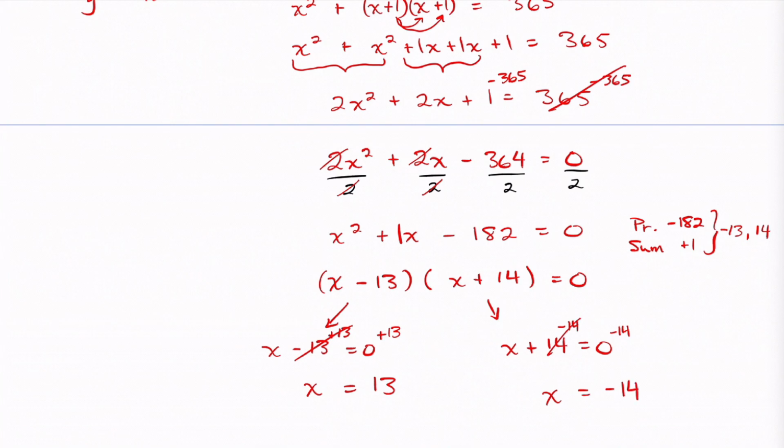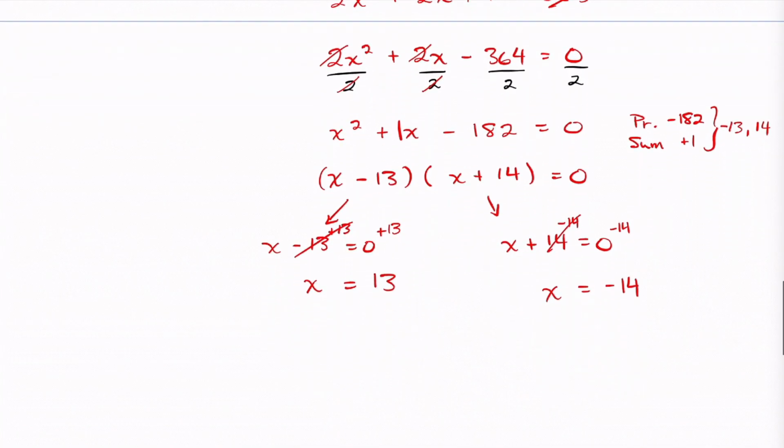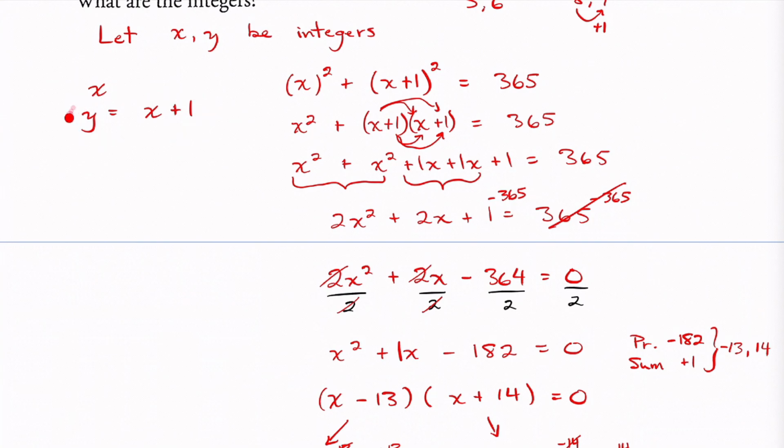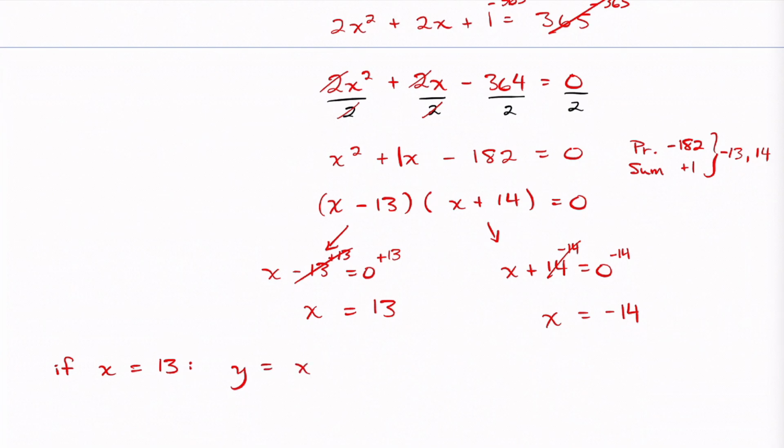Okay, so I figured out what the x's are. Now I got to figure out what the corresponding y's are for each of these. So if x is equal to 13, the y is going to equal, we had written that up top, it's right here. So y is equal to x plus 1. So let's write that out. Y is equal to x plus 1. And I know x is just 13. So y is going to be equal to 13 plus 1, and I get 14. So my two answers, or my two numbers for this, are 13 and 14.